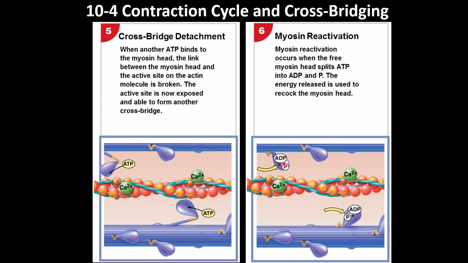So when it goes back and the calcium is still there, it means the active site of actin is still open. Then the myosin head attaches to the active site of actin again and moves actin again toward the midline. So this happens many times. When it moves actin toward the midline, that is called the power stroke.